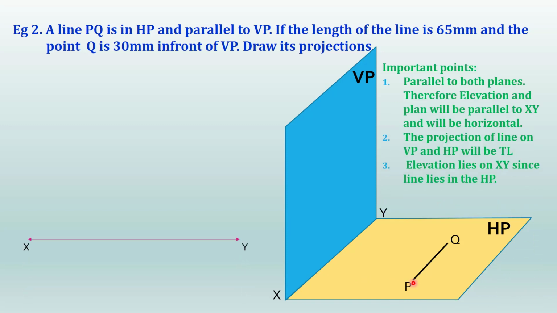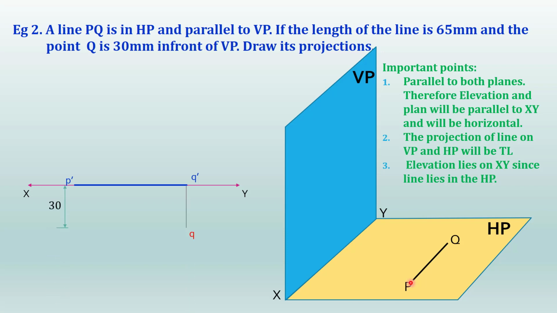First draw the XY line. Then P dash and Q dash will be obtained on the XY line, right? Since the line lies on HP. So P dash, Q dash, what is the distance between P dash and Q dash? That will be the true length, that is 65 mm.